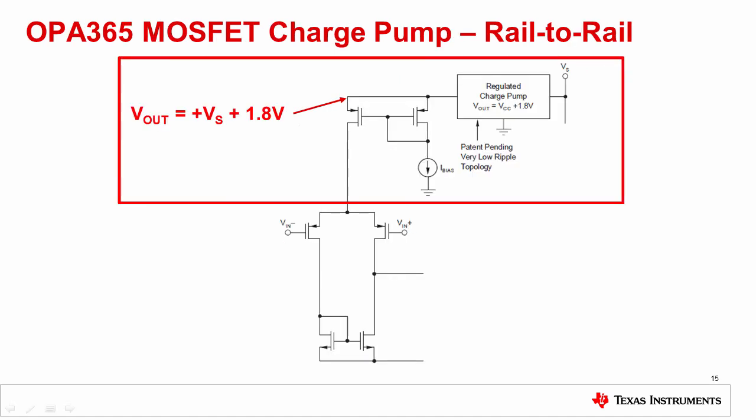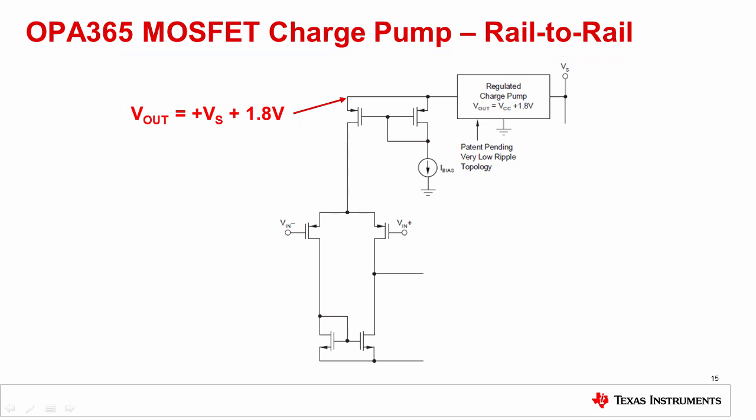Here we show a simplified representation of the charge pump used in the OPA365. In this case, the charge pump boosts the supply voltage by 1.8 volts while not needing to supply much current. This is enough to overcome the Vsat plus VGS positive rail limitation on the p-channel input pair. One concern that often accompanies charge pump circuits is that they use a switched capacitor to achieve the voltage boost.